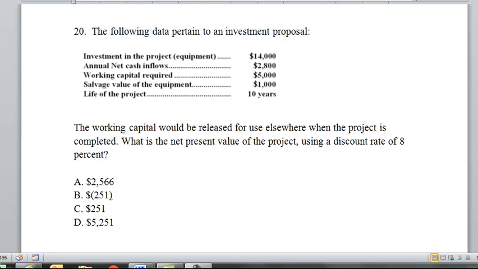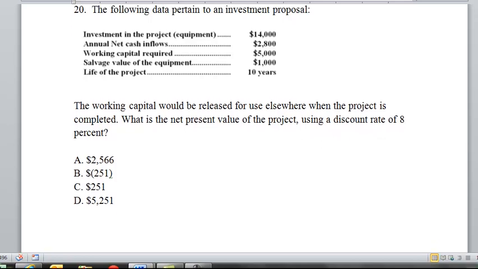Next question, number 20. The following data pertain to an investment proposal. So we've got the investment in the project. We're going to purchase some equipment. It shows us the annual net cash inflow, $2,800. Working capital required, $5,000. The salvage value of the equipment, $1,000. And the life of the project is 10 years. The working capital would be released for use elsewhere when the project is completed. So after 10 years, we can use that capital. What is the net present value of the project using a discount rate of 8%?